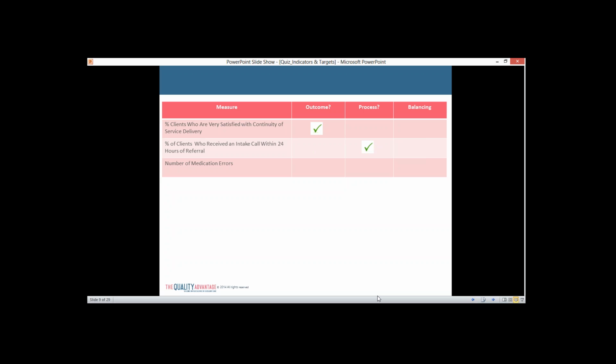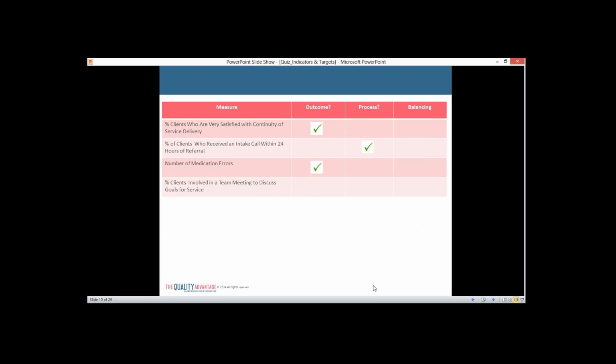Let's take a look at the next one, number of medication errors. Do you think that's an outcome, a process, or a balancing measure? So if you chose outcome, you're correct. This outcome is related to client safety, and it is something that clients would care about.